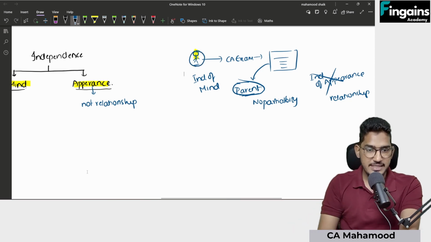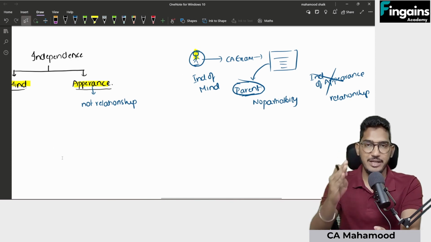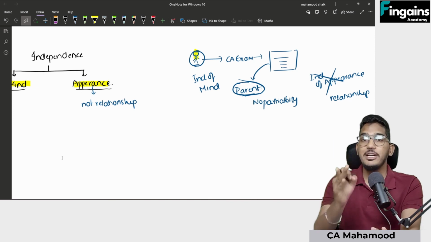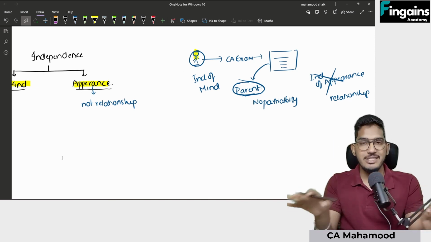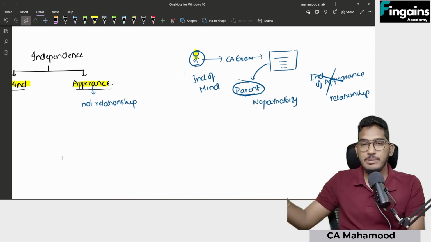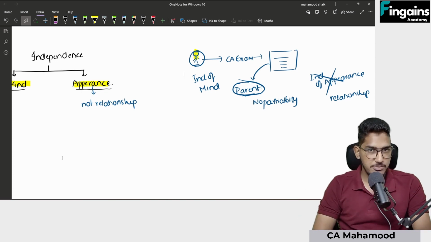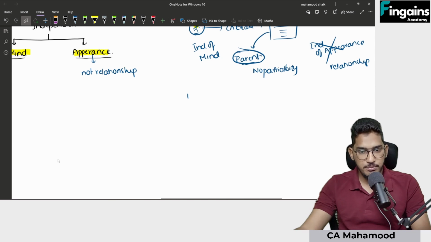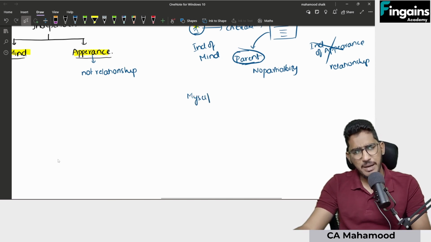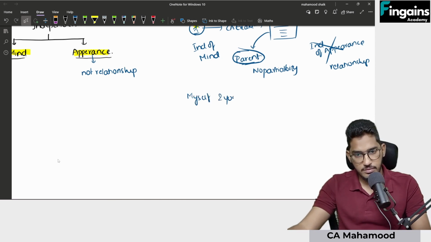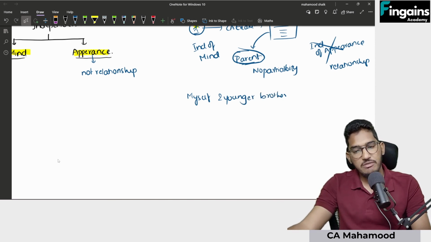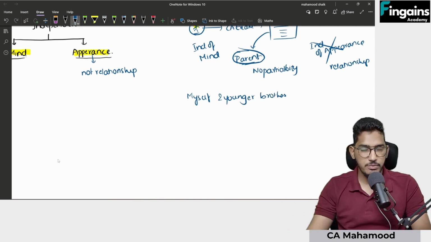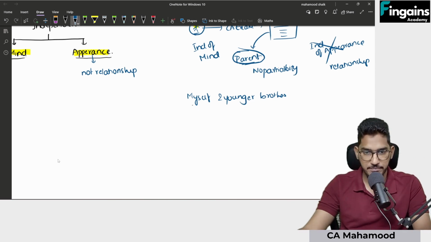Understood? So with this example, independence of mind means agreement of the mind to act independently. Independence of appearance means no existence of relationship which will make a person believe that independence has been compromised. Or let me give you one more example for this. Assume myself and my younger brother, blood relationship. We both are working in the same company, in the same team.